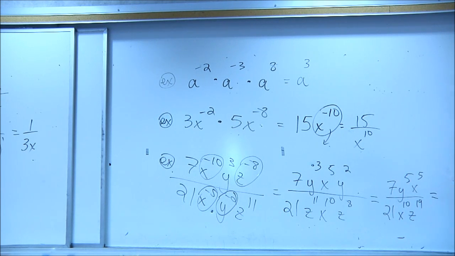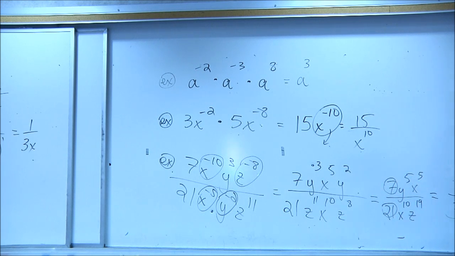Now, I reduce top to bottom. Well, we have coefficients of 7 and 21. 7 goes into 21, right? 3 times. So, I'm going to have a 3 from that. Now, look, I have a y to the 5th, an x to the 5th, an x to the 10th, and a z to the 19th.